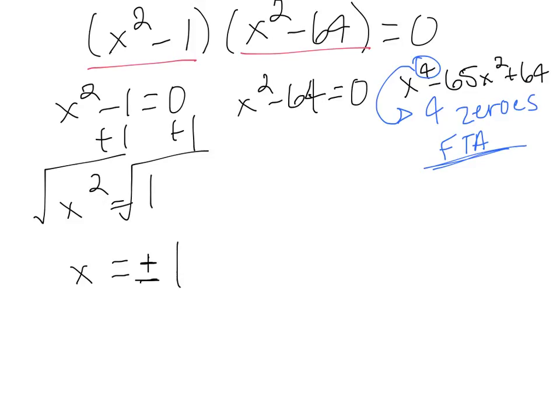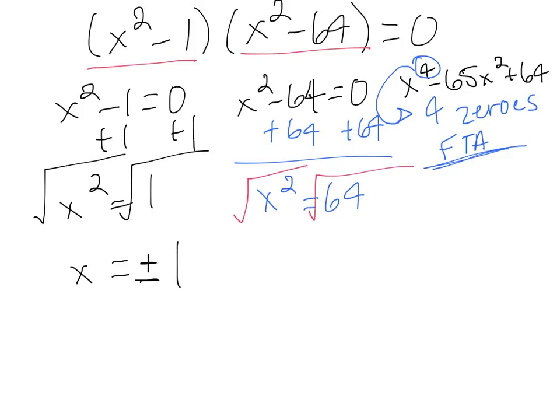Okay? Now we're going to look at the other equation, and I haven't been using my colors, so I'm going to do that. I'm going to add 64 to both sides. When I do that, I get x squared equals 64. Take the square root. I end up getting x equals plus or minus 8. So my zeros, the way it was formatted in the homework assignment, are x equals 1, negative 1, 8, and negative 8.